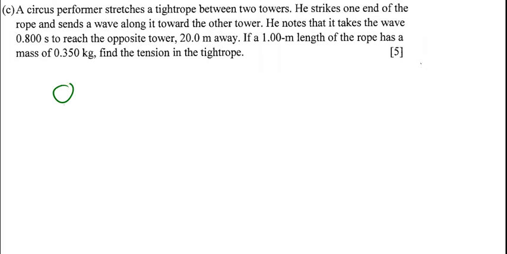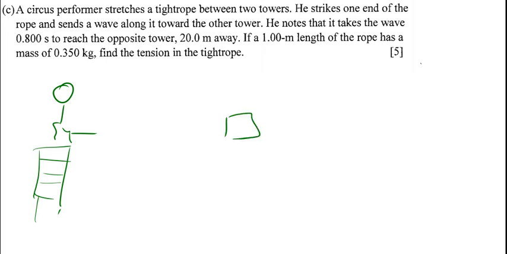So here is a person, okay? Let's say that this person is standing, this is the tower, okay? So let's say here is another tower to the other side. So you strike, and a wave is going to be generated, okay? Now we have been told that we're going to have the speed.